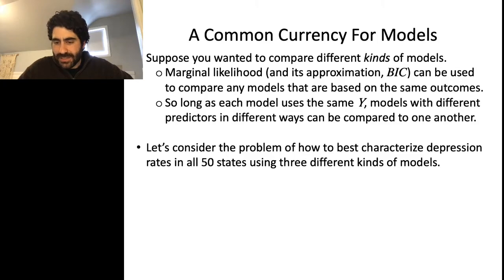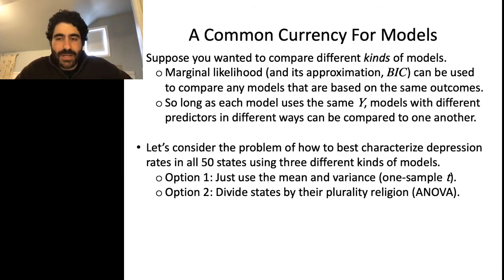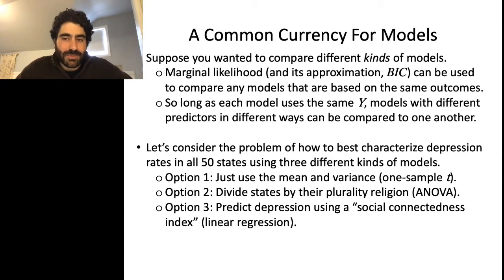So that's another example here. Let's say we're trying to characterize depression rates in 50 states using different kinds of models. The simplest model is just using the mean and variance, right? So let's just try to have some mean prediction across every state. Maybe we have another model that knows which religion is the plurality in each state and tries to make a prediction based on that. Maybe we have another model that predicts depression using a social connectedness index, which is some continuous measure of how socially connected people are in that state.